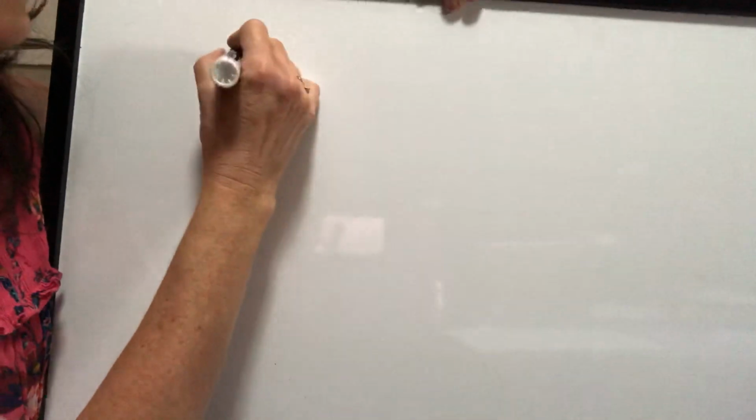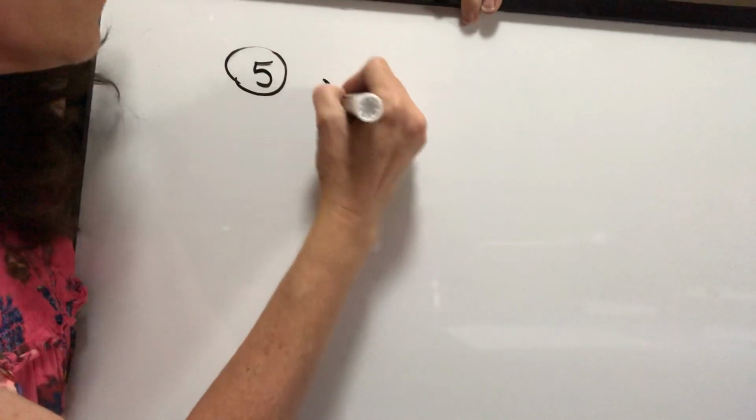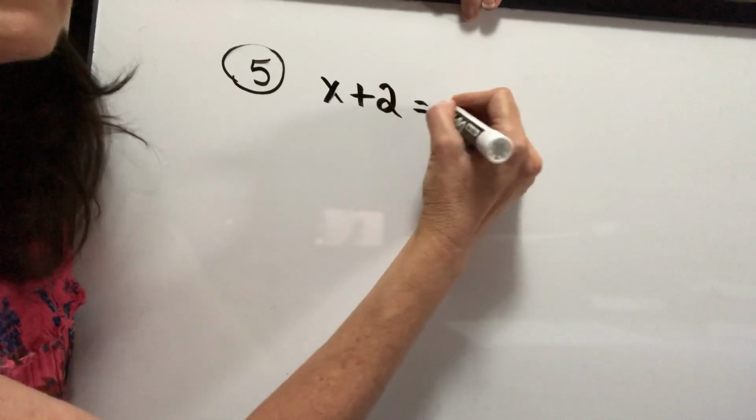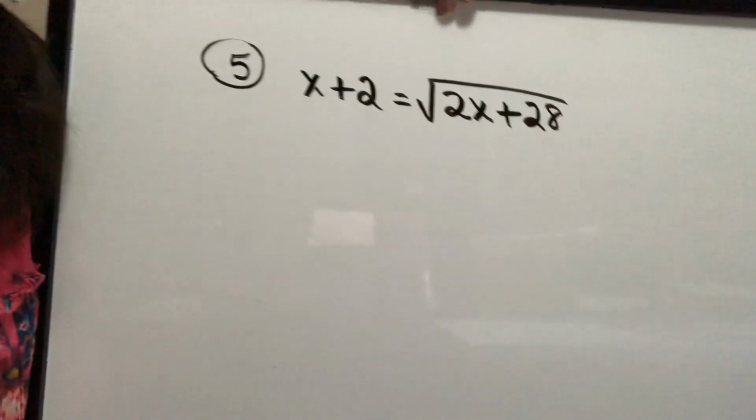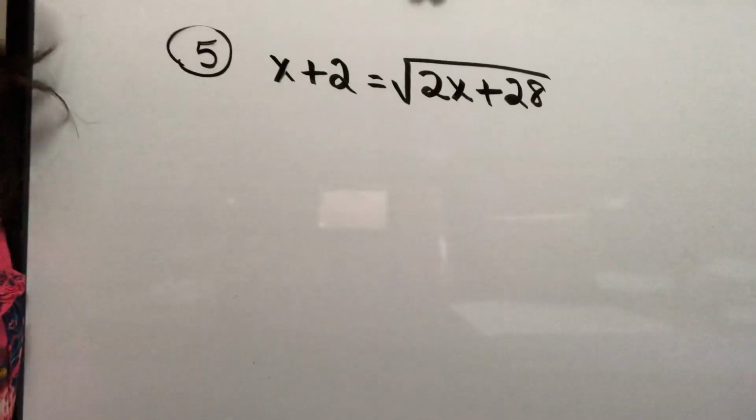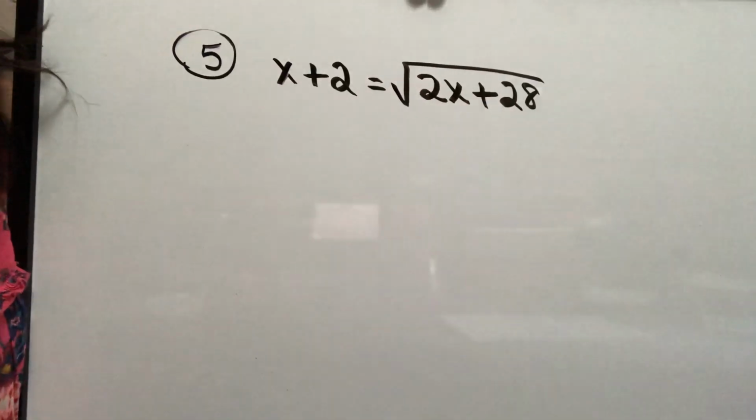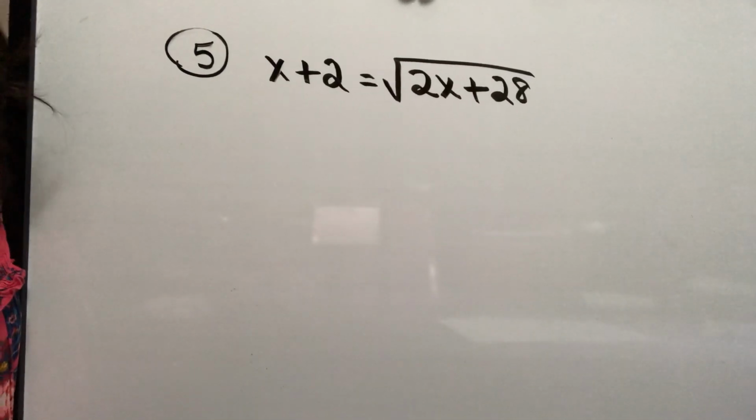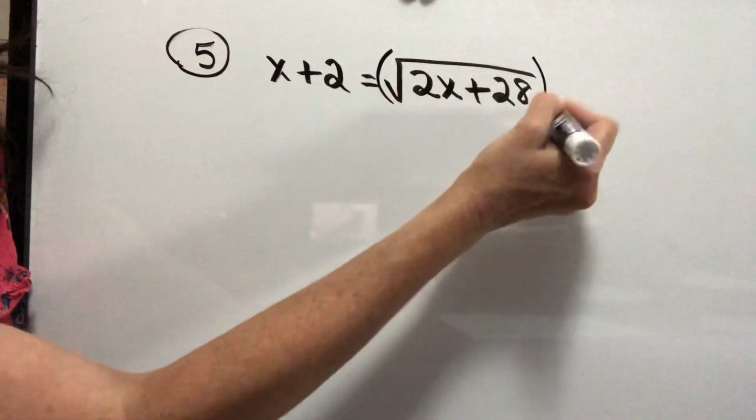All right, let's take a look at number 5. So we have on one side x plus 2, and on the other side 2x plus 28 is inside of the radical. So this is similar to the previous one in that you do not need to isolate the radical. It's already by itself on the right side. So we're going right to the step of squaring both sides. Because it's a square root, we are squaring both sides of the equation.